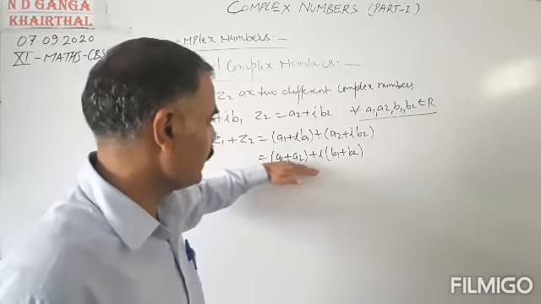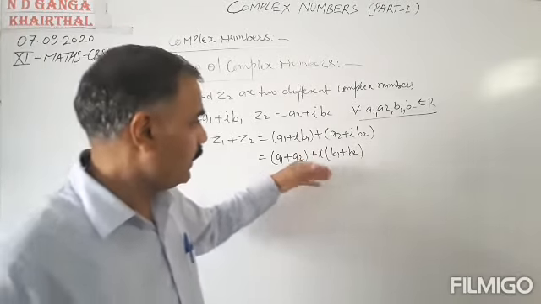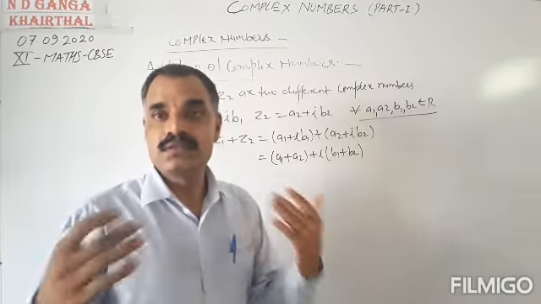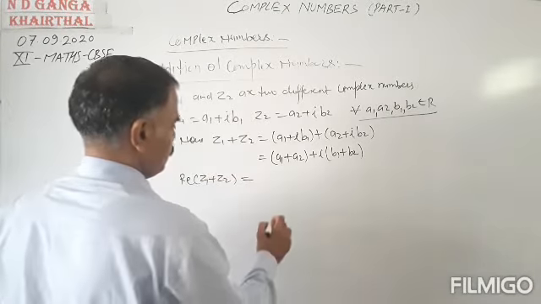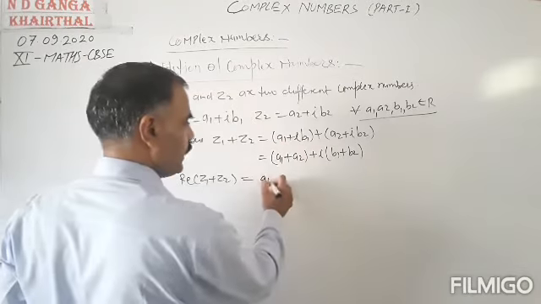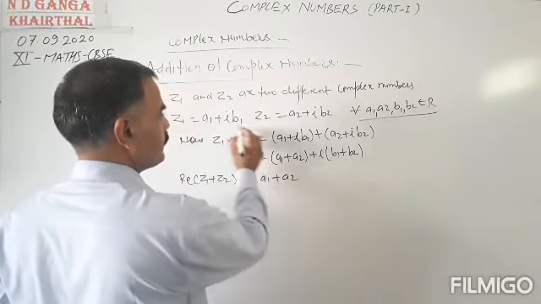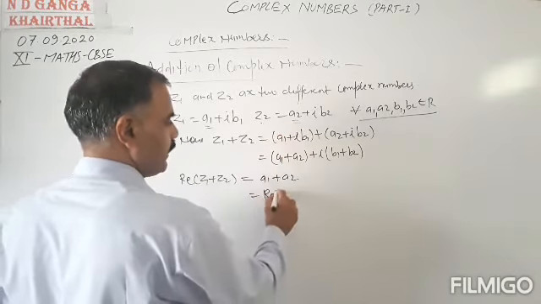Here a1 plus a2 is the real part of z1 plus z2. a1 is the real part of z1 and a2 is the real part of z2. So the real part of z1 plus z2 is equal to the real part of z1 plus the real part of z2.